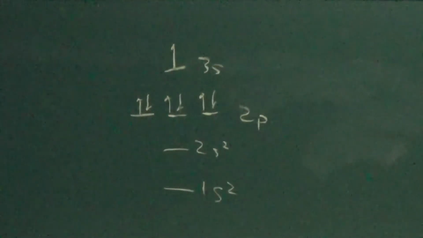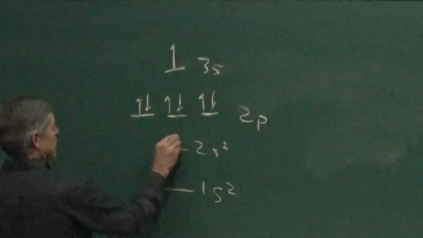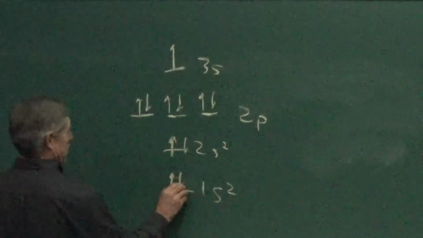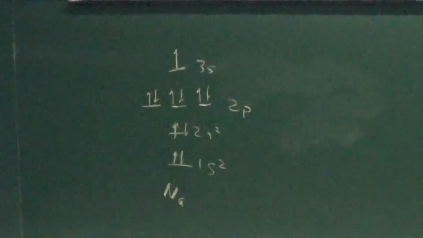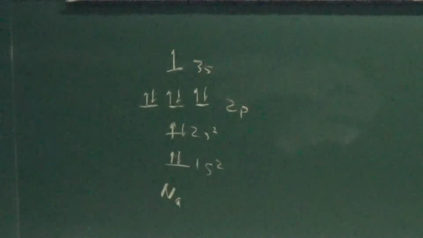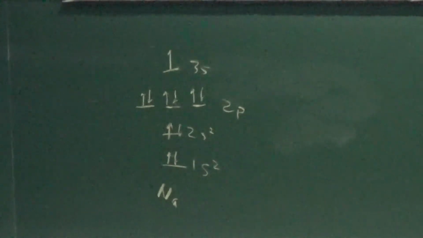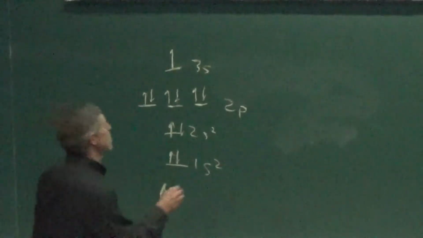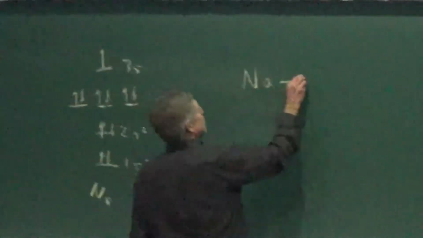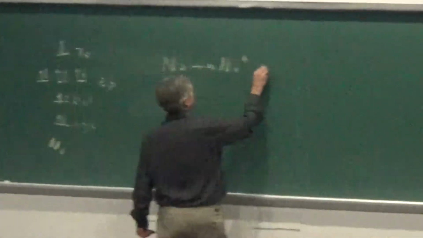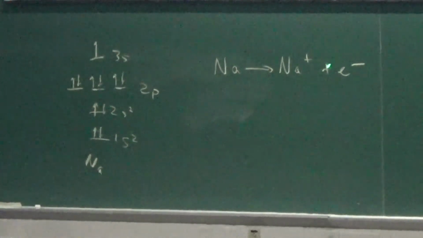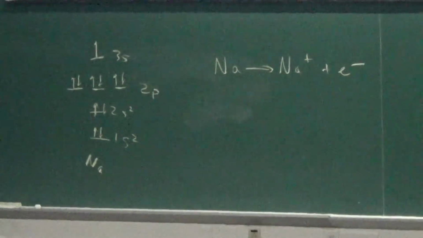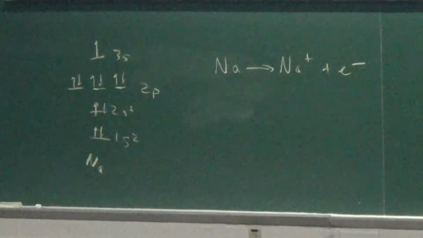Okay? So that's a sodium atom. I should put some electrons in there. When we form the sodium ion, what happens? Well, we know sodium forms Na+, so Na goes to Na+ plus an electron, ignoring all the phase stuff. Where are we going to take that electron? We've got a whole bunch of electrons there. Where are we going to take it?